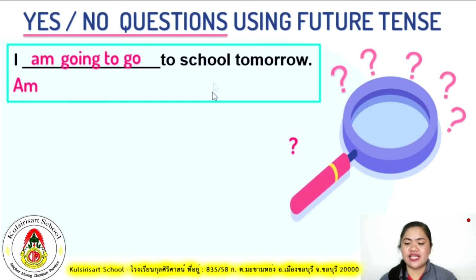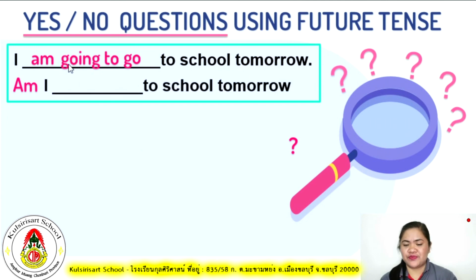So, here in the sentence, we have the am. So, it starts with the am and then the subject is I. And what is the verb here? Okay, we are going to copy this. Remains the same. Am I going to go to school tomorrow? Question mark, okay? Am I going to go to school tomorrow? Okay, that's the yes or no question in the usage of be going to.